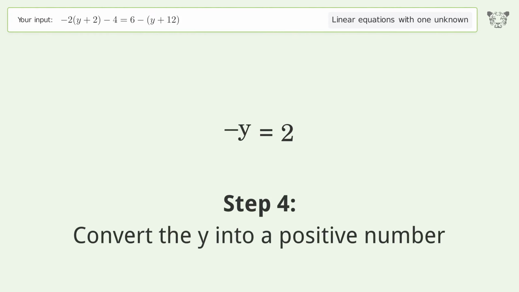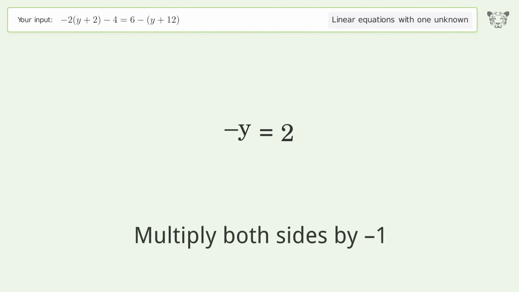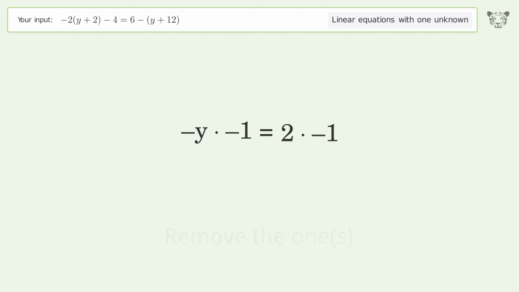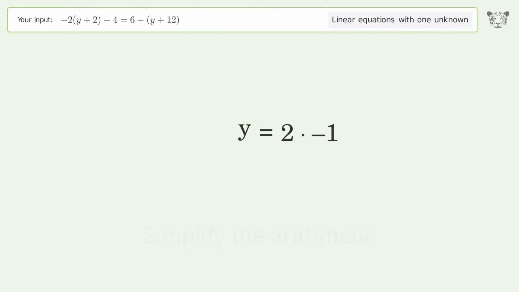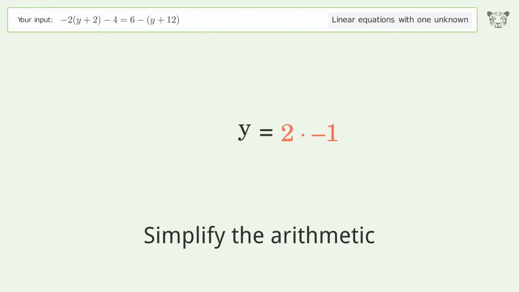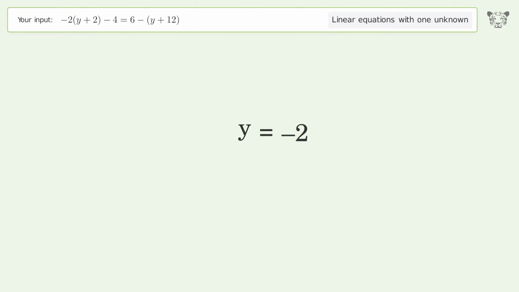Convert the y into a positive number. Multiply both sides by -1. Remove the ones. Simplify the arithmetic. And so the final result is y equals -2.